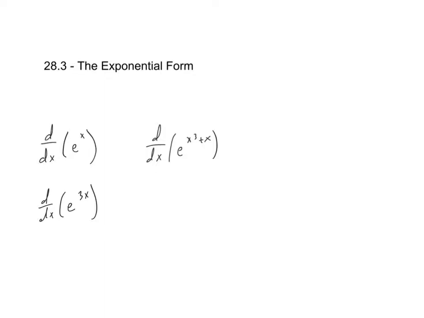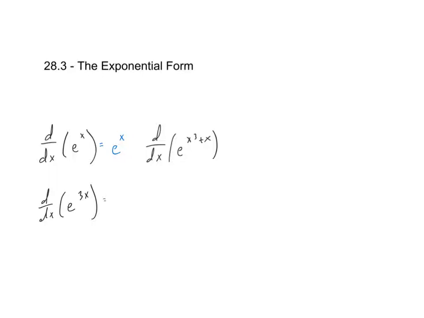Hi everyone, in this video we're going to go through section 28.3, called the exponential form. We start out with a little bit of review of the exponential form. That is, the derivative of e to the x is, if you recall, this is a really tough one, e to the x. Whoa, okay. But it gets more complicated than that, right? When it's not just an x up in the exponent.